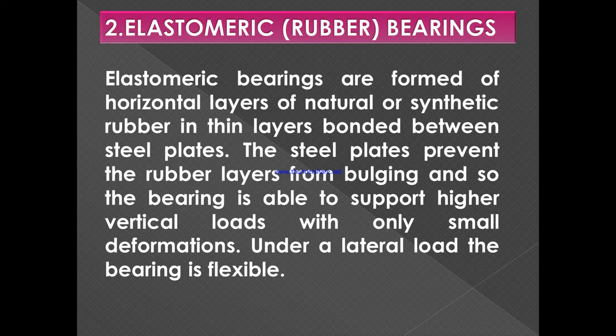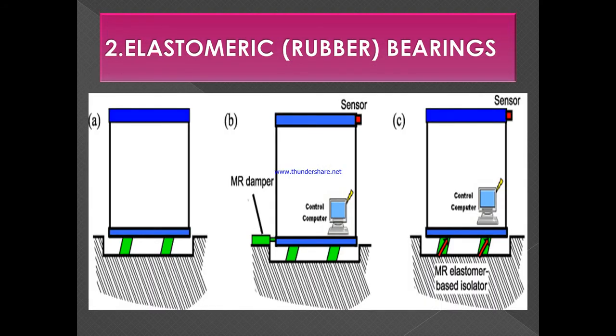The steel plates prevent the rubber layers from bulging, and the bearing is also able to support higher vertical loads with only small deformations. Under lateral load, the bearing is flexible. So this is the example. We can provide the damper and get the response of the damper. This is a typical experimental setup.